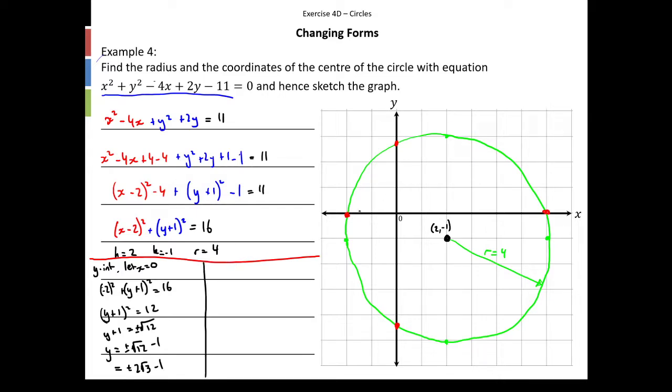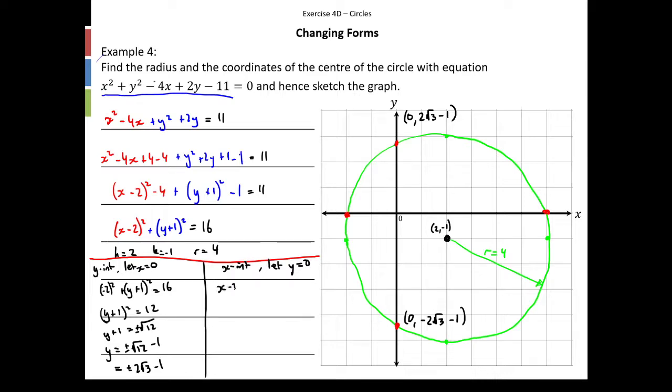That was my y-intercepts. So this is going to be 0, root 3 minus 1, and 0, minus 2 root, minus 1. X-intercepts: let y equal 0, so same thing.